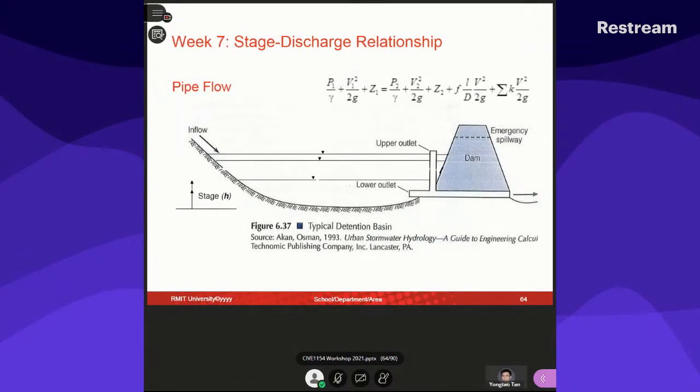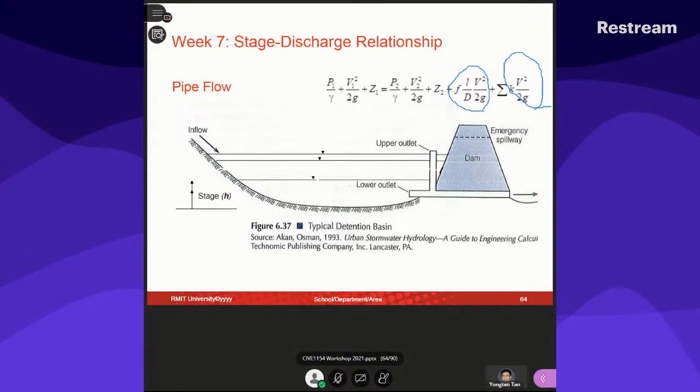So this one is also based on the Bernoulli equation. But for the pipe flow, we need to consider two energy losses. One is the friction loss, and another one is the minor head loss. So we need to consider the two energy losses of the pipe.